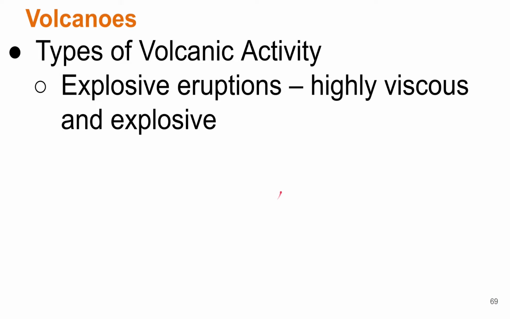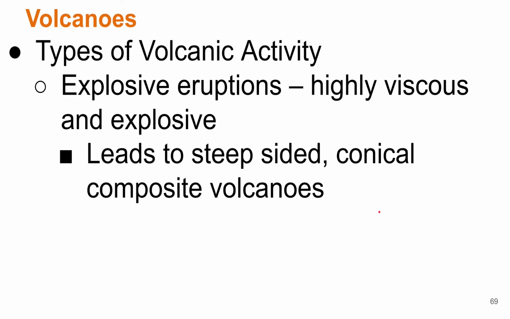Explosive eruptions are made of highly viscous material. You have very, very steep volcanoes because the lava doesn't really flow far before it cools. So you get these really steep sides. All your classic volcanoes. If you see a picture of a mountain and it looks like a classic mountain volcano, it's a composite volcano. Mount Fuji, Mount St. Helens, Mount Baker, Mount Cook, Mount Rainier, all of those are classic composite volcanoes created out of these explosive eruptions.